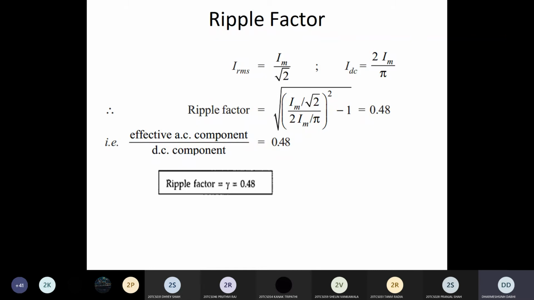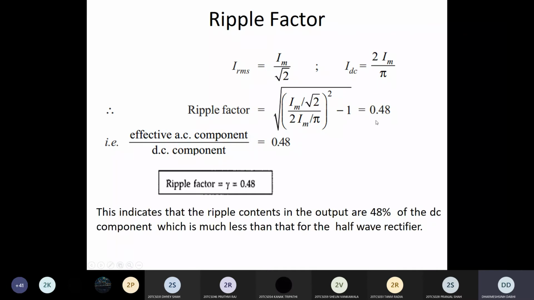Where if you see the half wave rectifier, you get a 121.2% ripple factor, which is very high. It means that your output contains more ripple or more AC component. Clear? So this ripple factor indicates that this circuit is more efficient at converting AC into DC as compared to the half wave rectifier circuit. Clear?